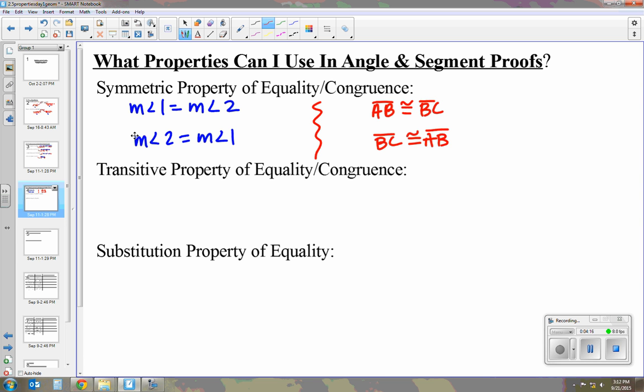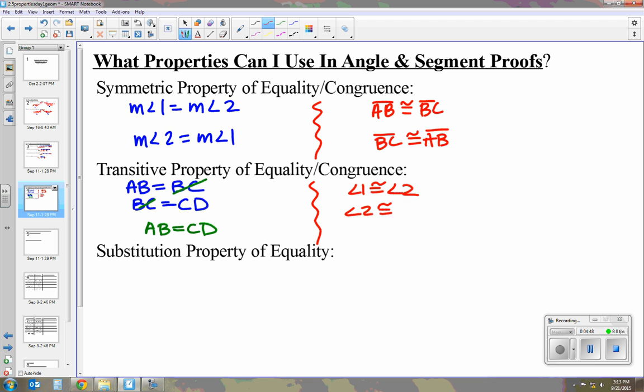Same with transitive. Transitive, we can use it with equality or congruence. And remember, with transitive, we can cross out what's in common and write a new statement. So let's say we have AB is equal to BC, and BC is equal to CD. Well, what we have in common here is the BC. We can cancel those out, and our new statement is AB equals CD. We can also do this with a congruency statement. Let's say angle 1 is congruent to angle 2, and angle 2 is congruent to angle 3. We can cancel out the 2's, and our new statement is angle 1 is congruent to angle 3. So that's our transitive property of equality or congruence.